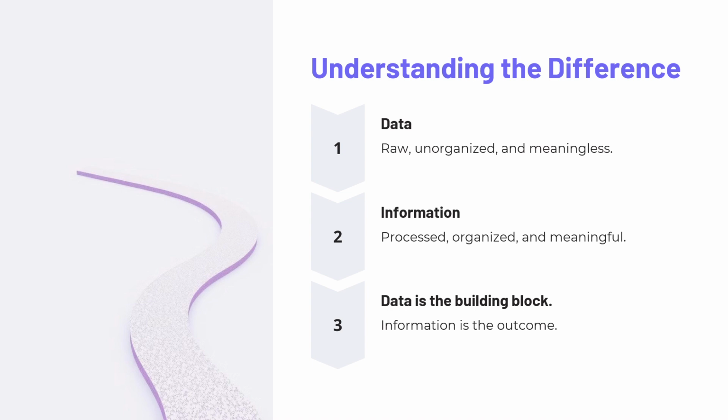So let us understand the basic difference. Data is always raw, it is always in unorganized form, it is meaningless, whereas information is processed data, it is always in organized form, it is always in structured form, it has some meaning. And the data is the basic building block for the information. Or you can say that information is the outcome of your data.